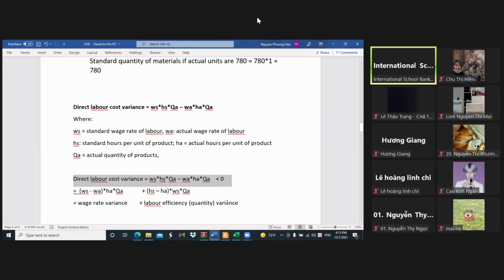So what do you think, good or bad? You calculate the direct labor cost variance, and now the result is negative. So what do you think? The labor cost variance is favorable or adverse?